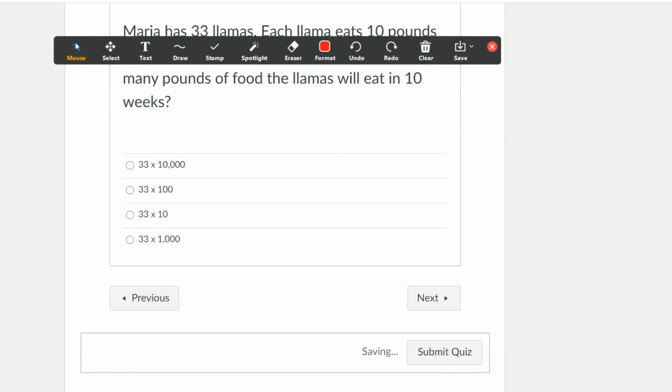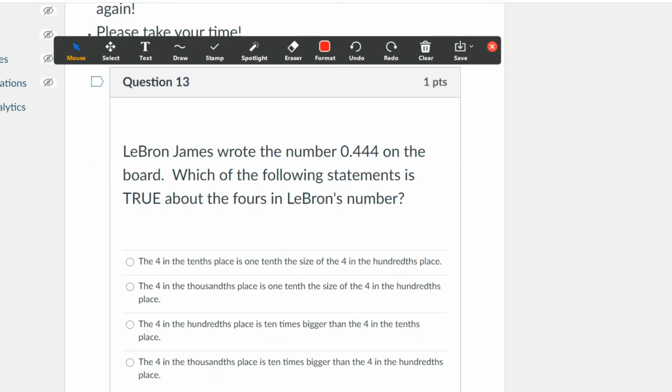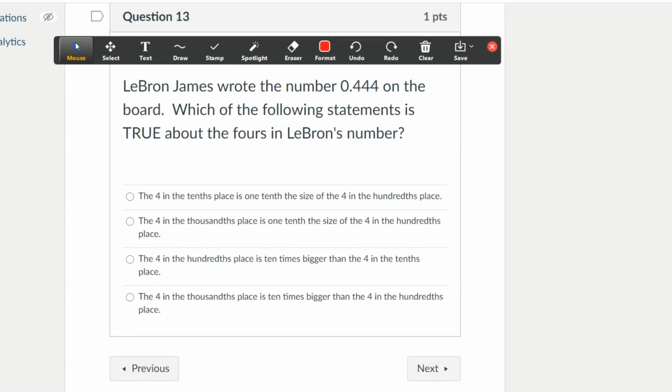Moving on to number 13. LeBron James wrote the number 0 and 444 thousandths on the board. Which of the following statements is true about the 4s in LeBron's number? Let's check. The 4 in the tenths place is 1/10 the size of the 4 in the hundredths place. If you say something is 1/10 of something, that means it's smaller. And we know this can't be true because tenths are bigger than hundredths. So we know that this first option is out.